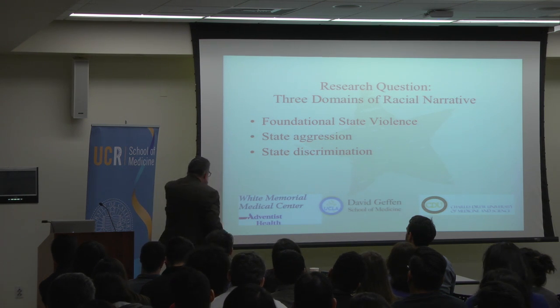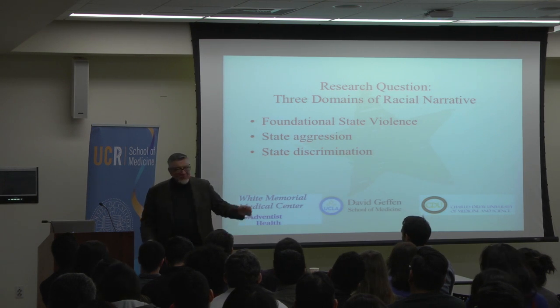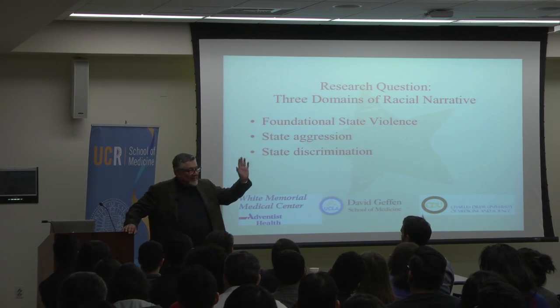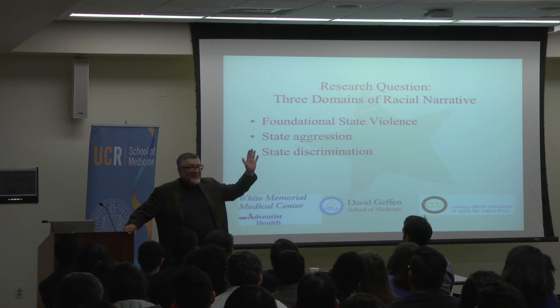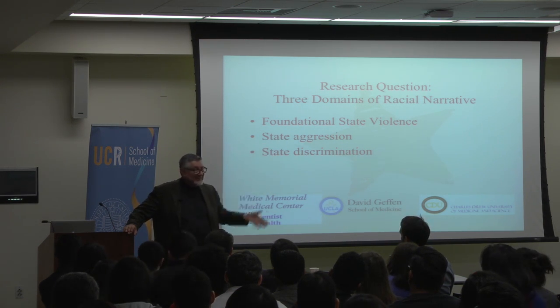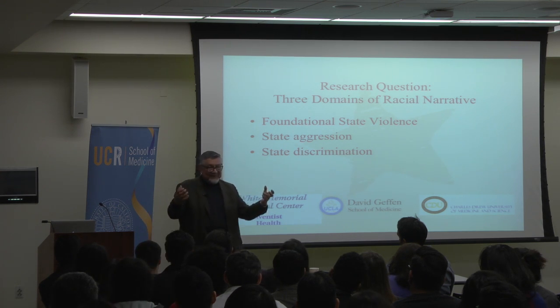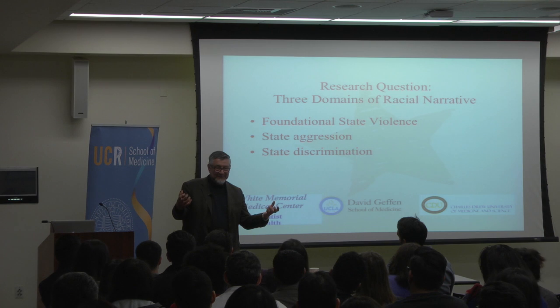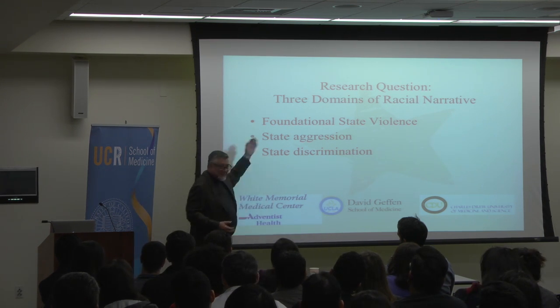Then a third level is state discrimination. There was an article in the LA Times about an exhibit that's opening up on the Japanese internment. We kicked the Chinese out of California in 1878. Discrimination laws, segregation. A little bit different from state aggression, really different from the foundational state violence. And some folks get all 3 of these.